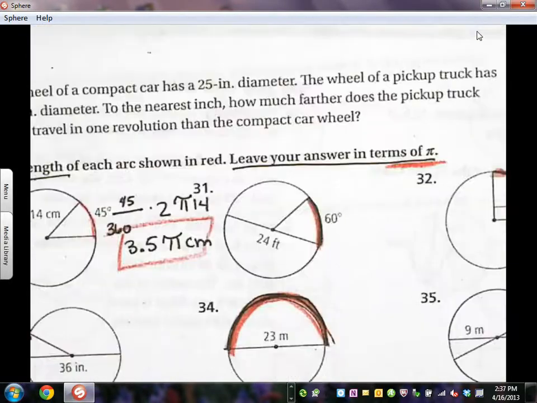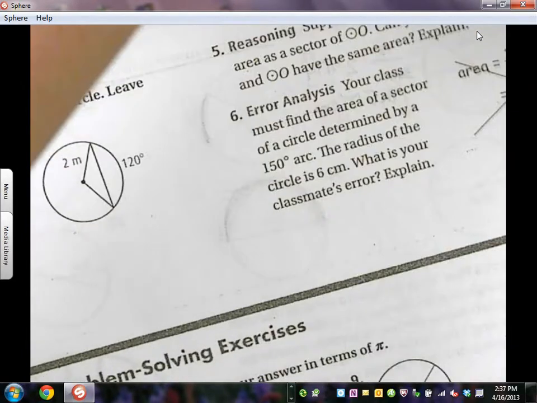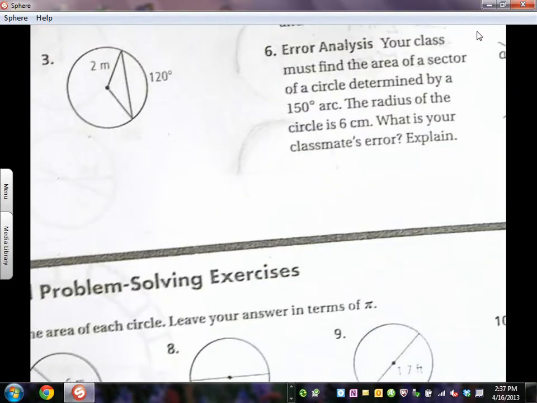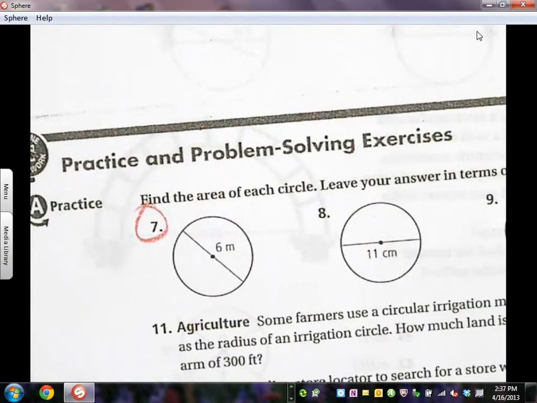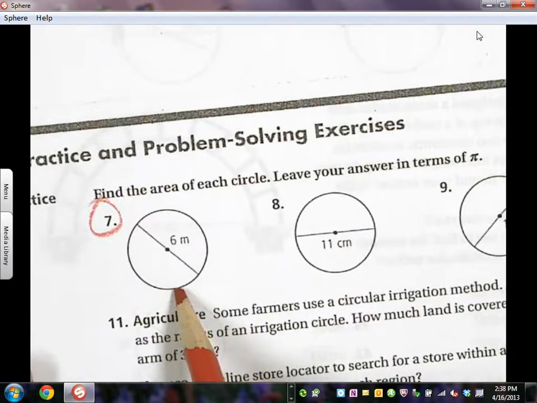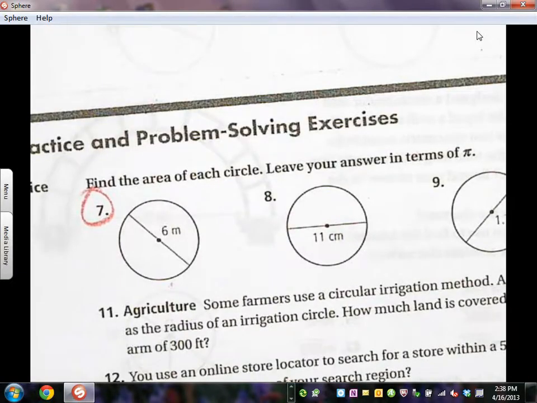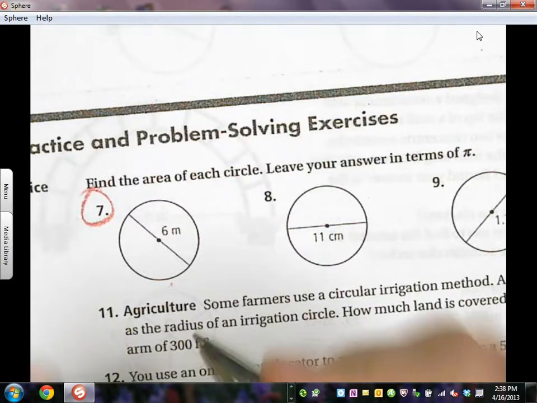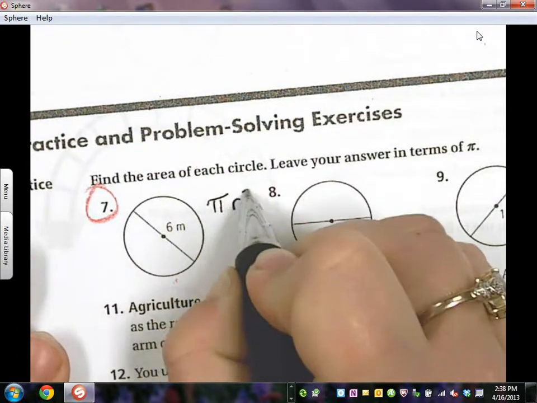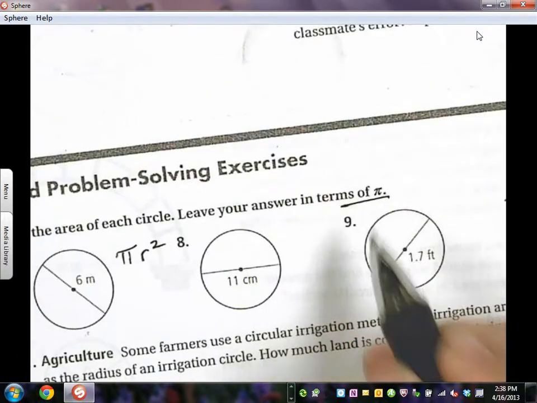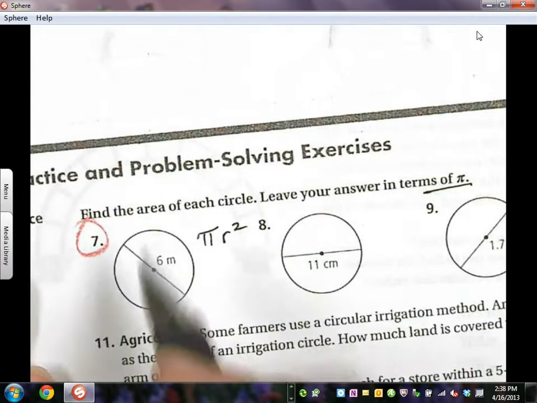Okay? Let's look at the next page, which is page 663. And we are doing problem 7 to 18. Okay, so we'll start here at 7. Notice that each of these we're just finding the area. How do I do that? How do I find the area? Well, we know it is pi r squared. And notice they want answers left in terms of pi. So what's your radius?